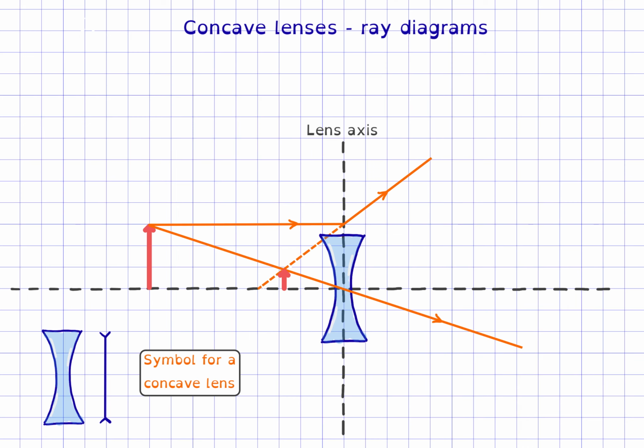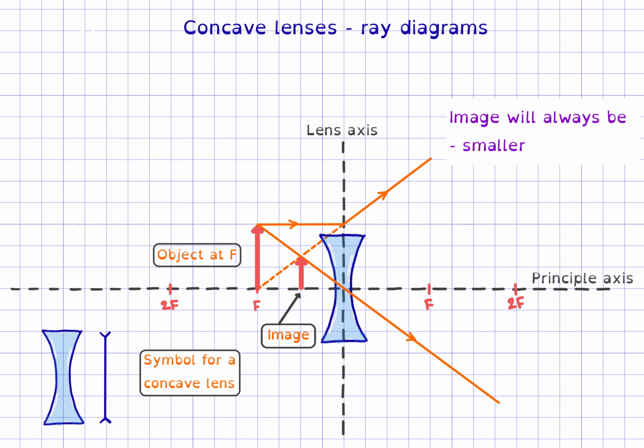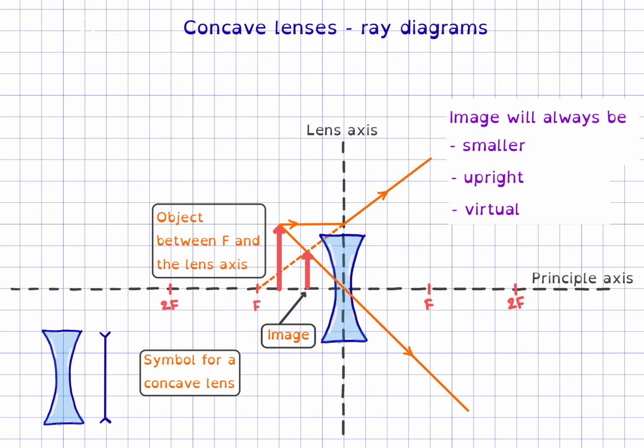Ray diagrams for concave and convex lenses have some things in common. The principal axis is the axis that the principal focus is on. F is one focal length from the lens axis, and 2F is twice the focal length from the lens axis. With convex lenses, where the object is depends on the type of image that you get. With concave lenses, no matter where your object is, your image will always be smaller, upright, and virtual.